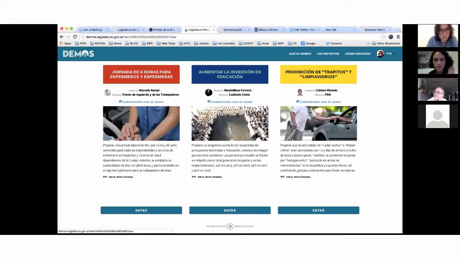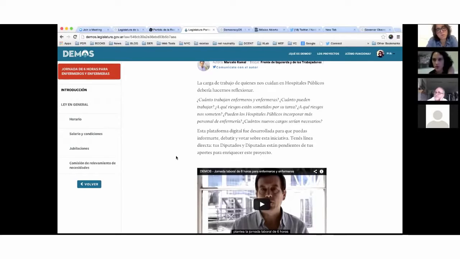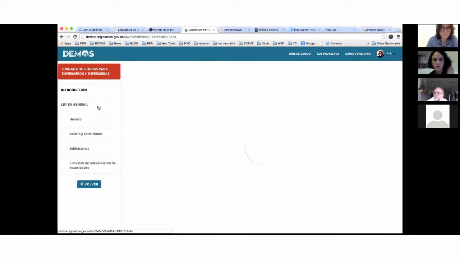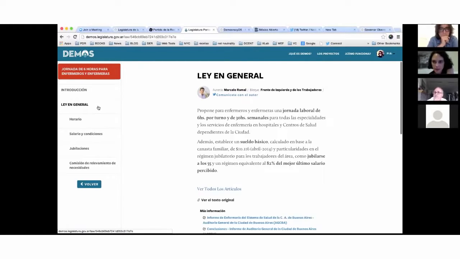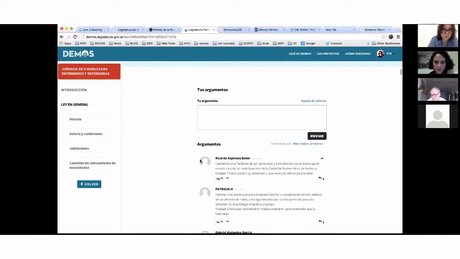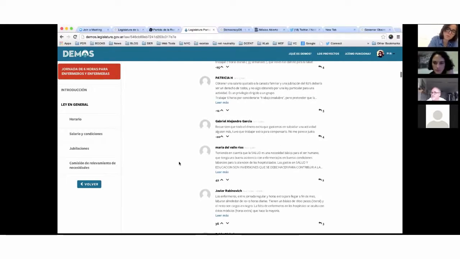So these are the 3 projects that got chosen by the citizens, and you can now get into the bill itself and vote in general, so the whole bill, or you can also vote article per article. But what's incredible about this is that the representatives, the members of parliament, are having a conversation with the citizens in DemocracyOS, so they're actually replying, taking their comments and saying, yes, we think you're right about this, we're going to change what you're suggesting. So let me just show you if I can find one example.